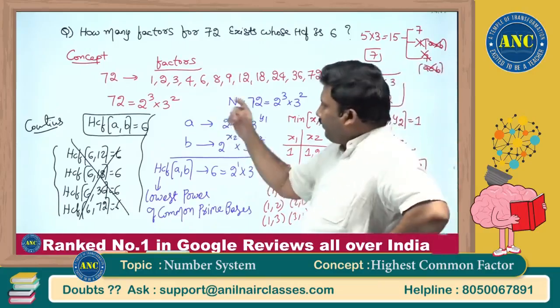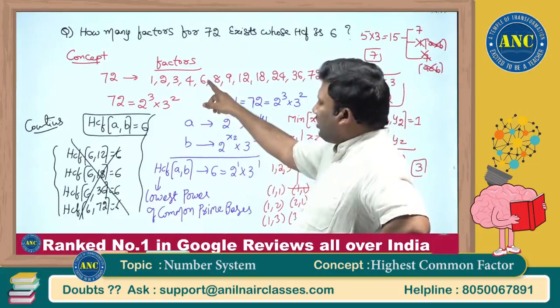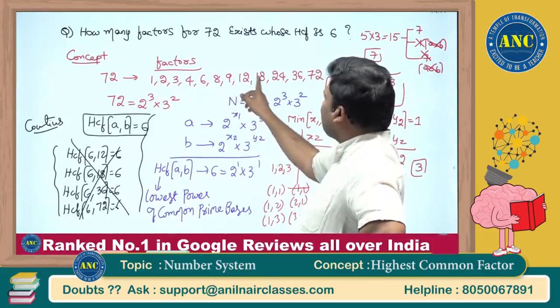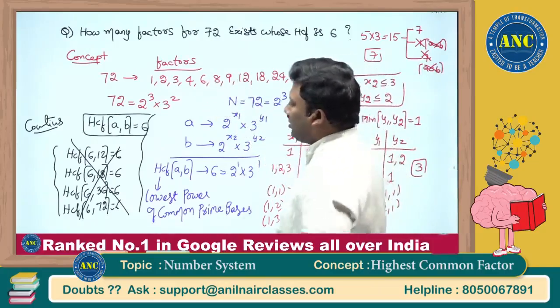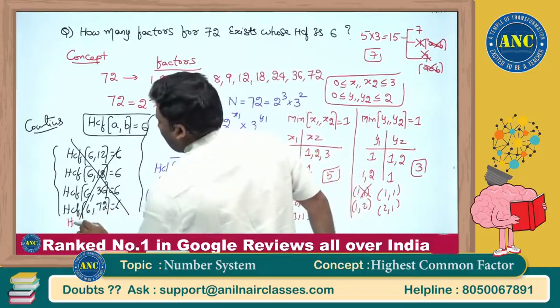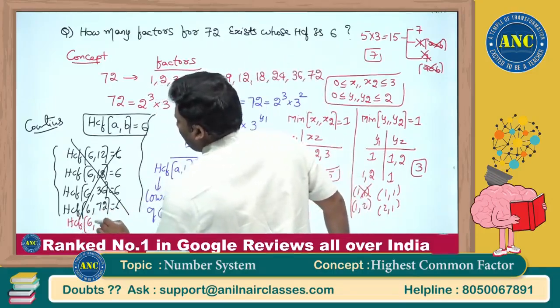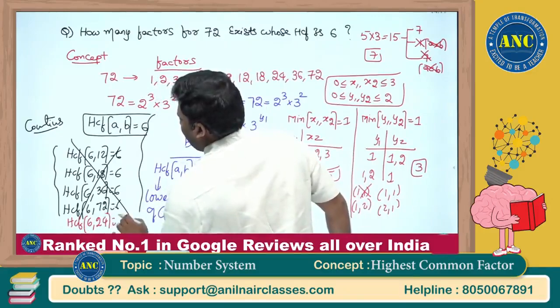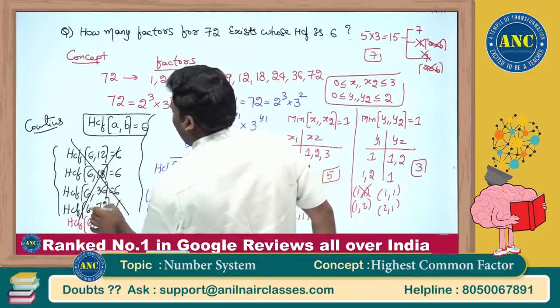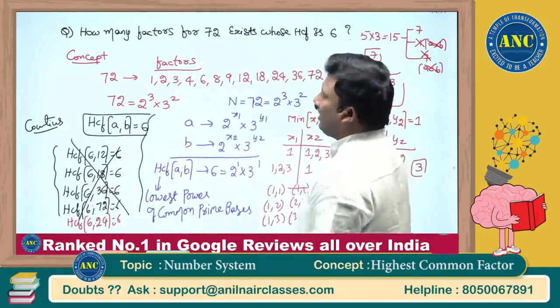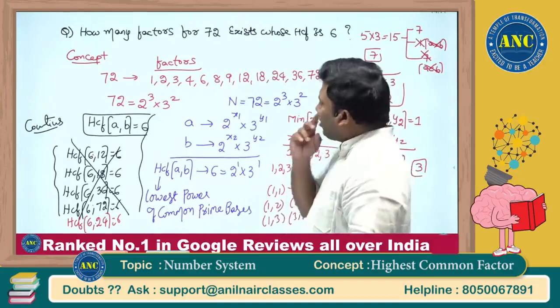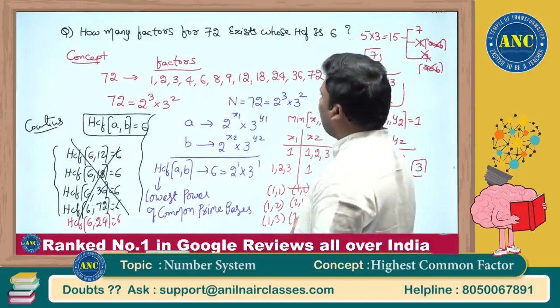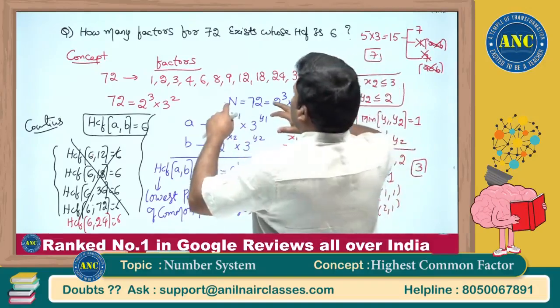Only with 6, I got 612, 618, 624, and 636, 72. 1, 2, 3, 4, 5. In total we got 7 cases. That means there should be another 2 cases which can come. Let us see what those cases are.